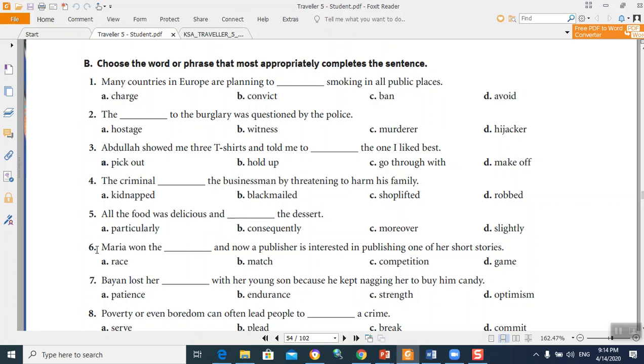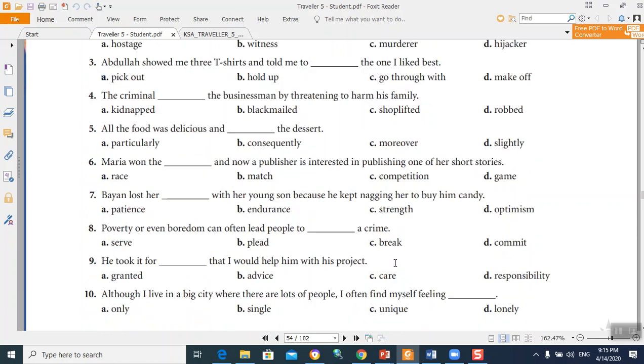Number 6. Maria won the competition, and now a publisher, ناشر, is interested. It's about books, who publishes books, is interested in publishing one of her short stories. Match, مباراة, competition, مسابقة, game, لعبة. So the best answer should be C, competition, مسابقة. So Maria won the competition.